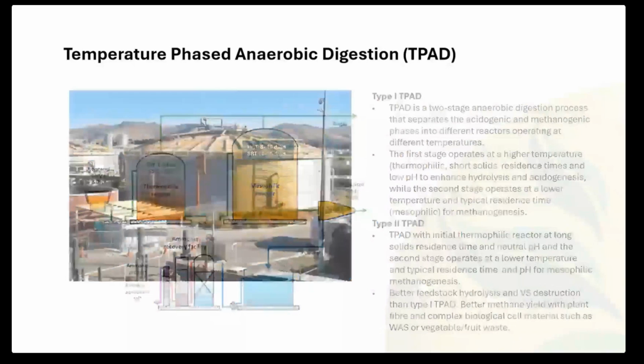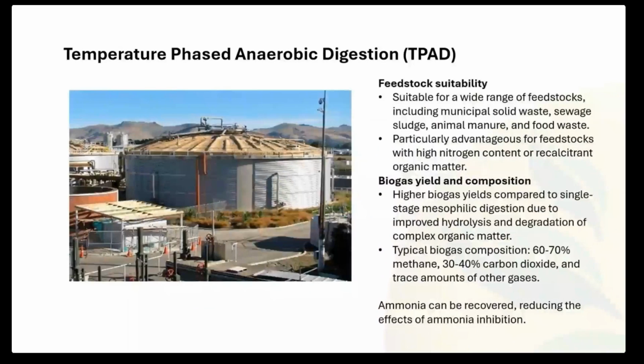Here is an example of a type 2 TPAD from the wastewater treatment plant in Christchurch, suitable for a wide range of feedstocks. It gives us higher biogas yields because at the high temperature and long residence time in the first thermophilic stage, we're breaking down complex polymers much more extensively than we would in a type 1 TPAD. Typical biogas composition is 60 to 70% methane, and ammonia could be recovered, is not recovered in this case, but could be recovered after the first stage because the breakdown of the carbon has been nearly quantitative, and so the protein hydrolysis and breakdown as well.